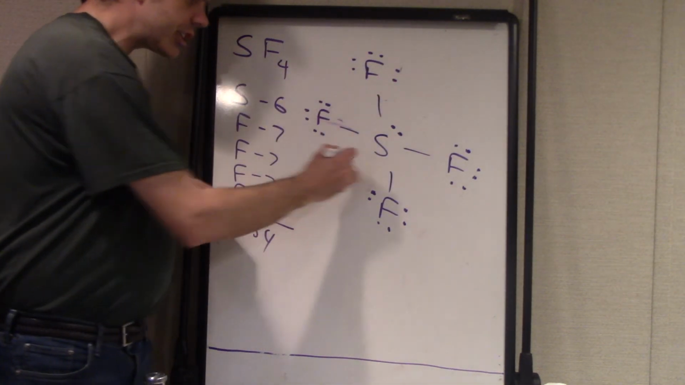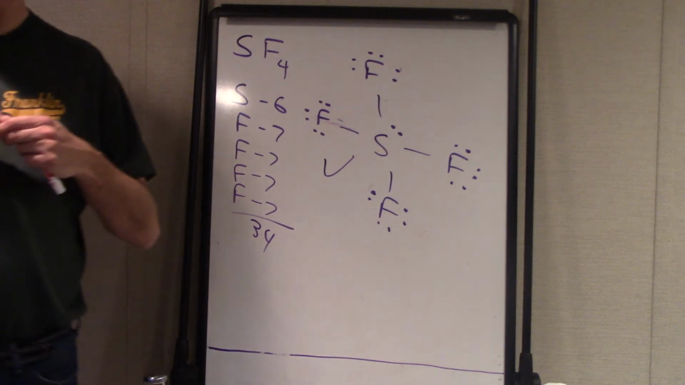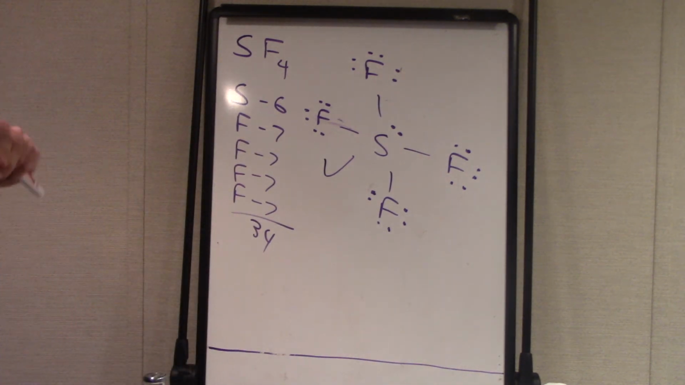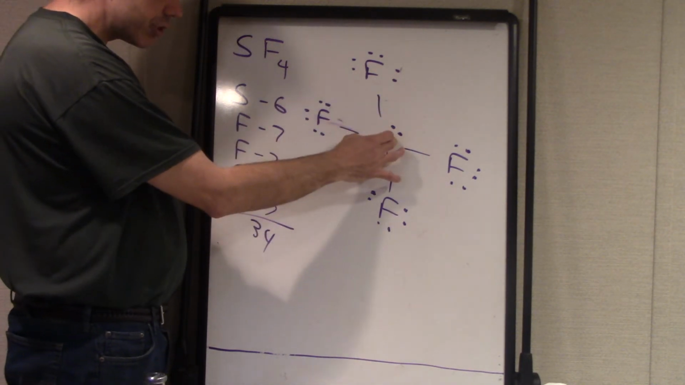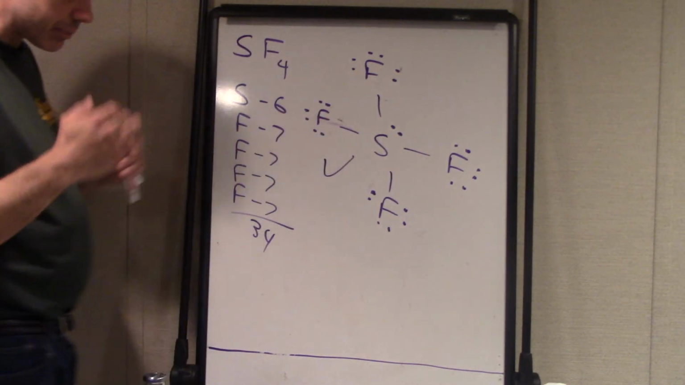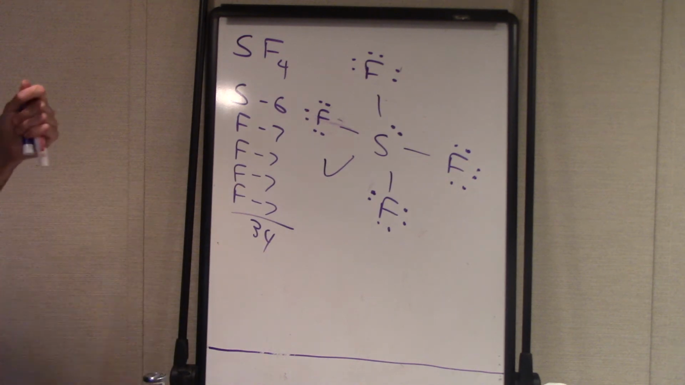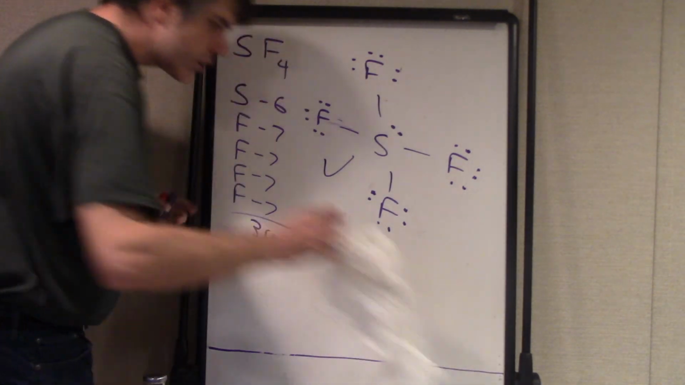So this fits all three of the criteria we need in order to have an expanded octet: third period or below, central atom, and we demonstrated that it was necessary. So here's going to be our correct structure.